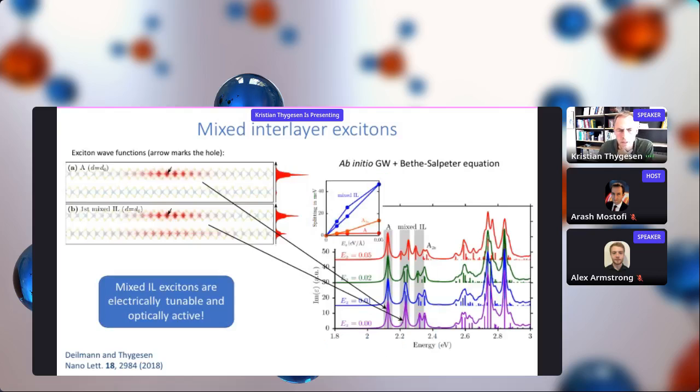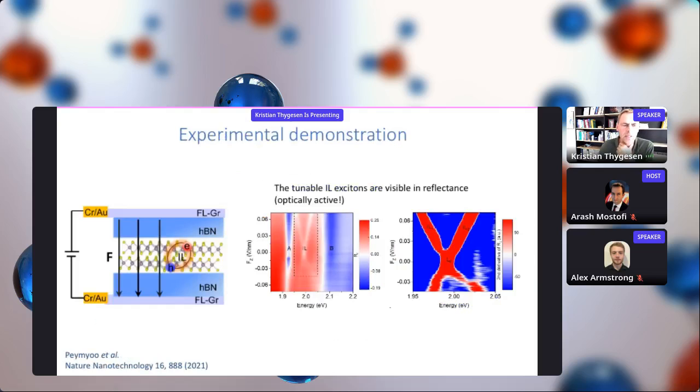We've done calculations for a homo bilayer of MoS2, and we can see that there are certain spectral features in the absorption coefficient that correspond exactly to such mixed interlayer excitons. The nice thing with them is that they basically combine the best of the 2 worlds, because they have intralayer character, they can have higher strengths, but at the same time, because they also have an interlayer component, they can be tuned by a perpendicular electric field.